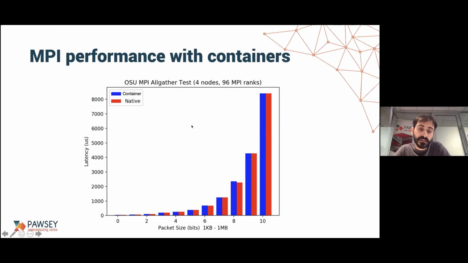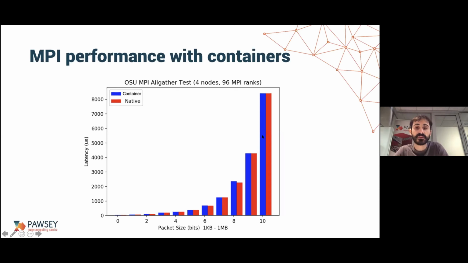And the meaning of this graph is the following. So there are 4 nodes, so 4 compute nodes on Magnus, that are exchanging bits of information between them using MPI. And on the x-axis, there is an increasing size of the information. So we are exchanging packets between 1 kilobyte and 1 megabyte. And on the y-axis is the latency, which is a measure of basically how long it takes to get the message transmitted. So the lower, the better. And of course, the larger the packet, the higher the times.